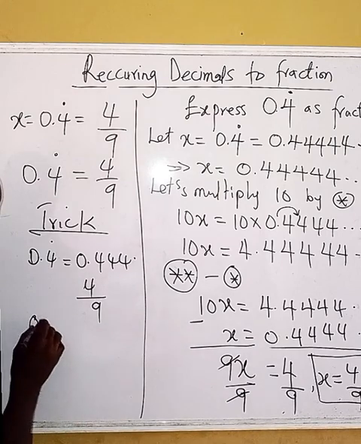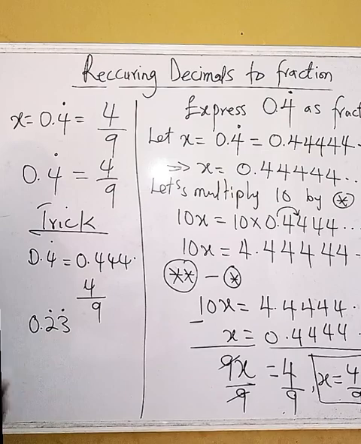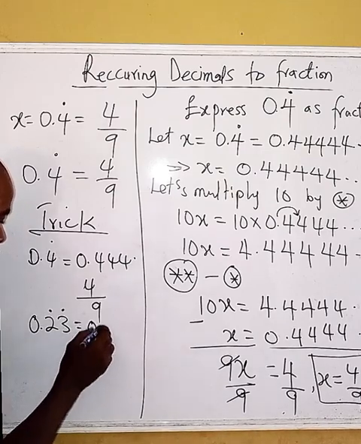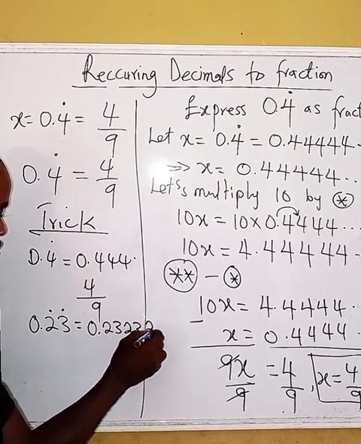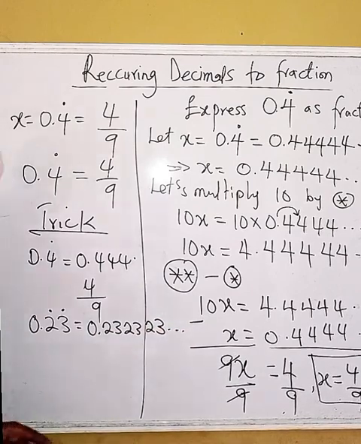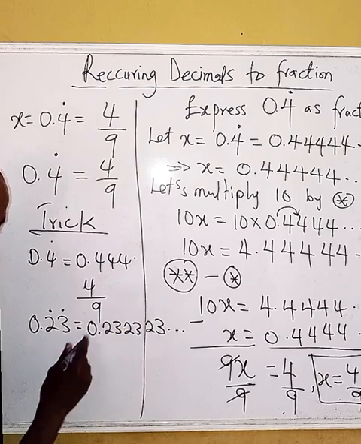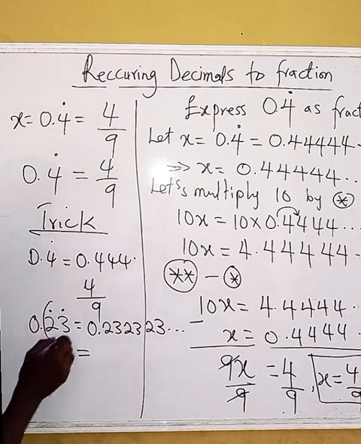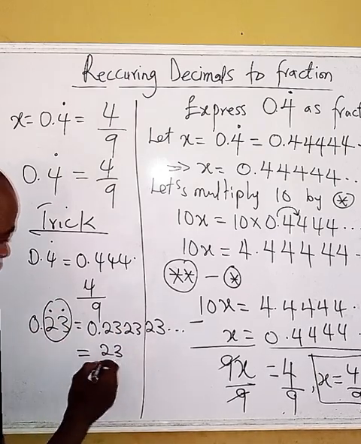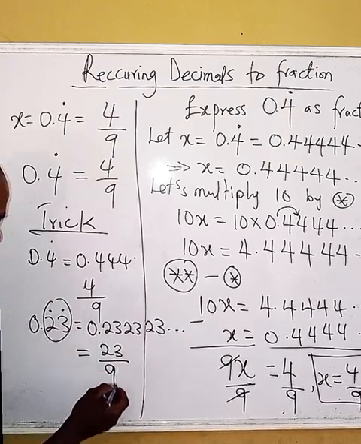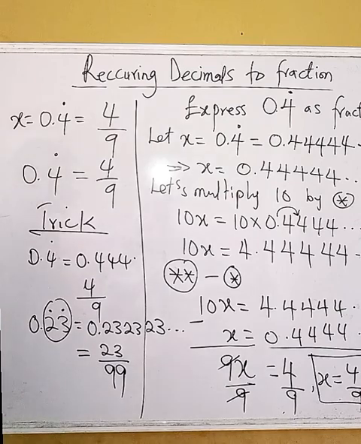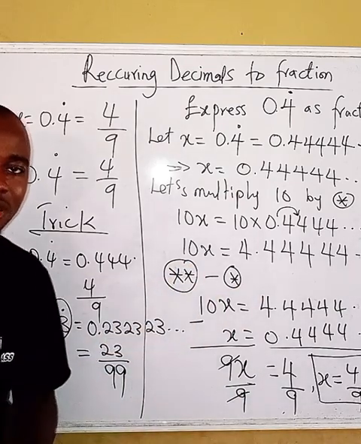If you have 0.23 recurring like this, it means 0.23, 23, 23, and so on. Are you getting it now? So if you want to write this as a fraction, the part that keeps recurring, which is 23, just put 23 divided by, instead of 9, you now have 99. Do you understand now? And so on like that. So that is the idea.